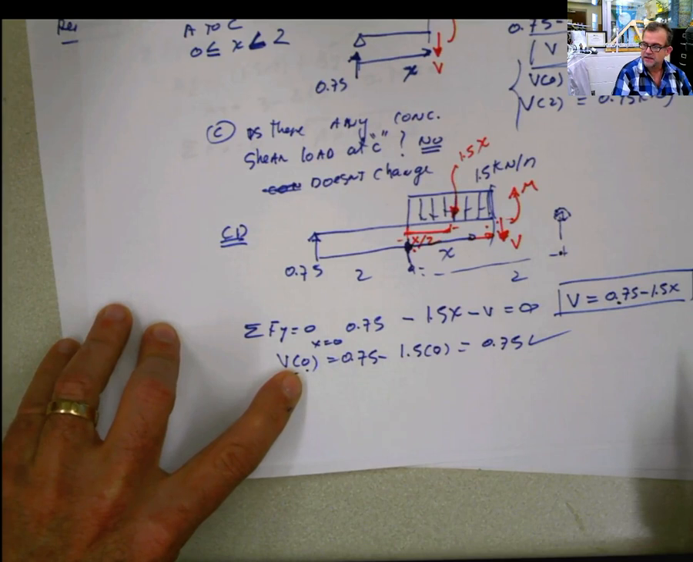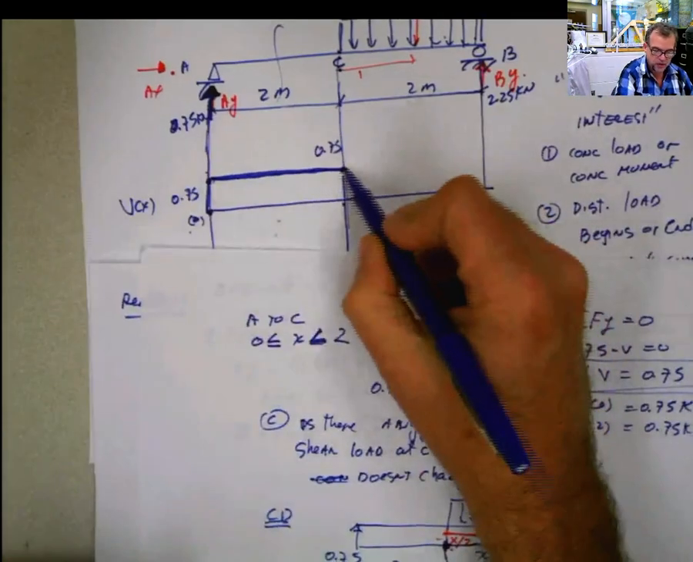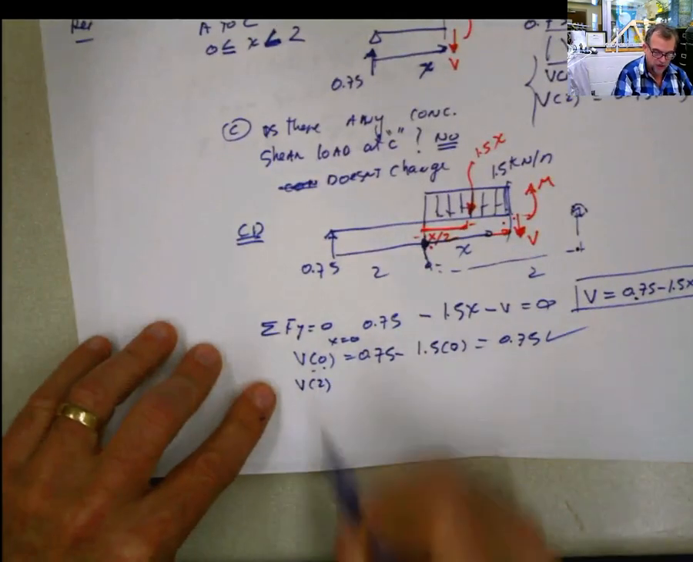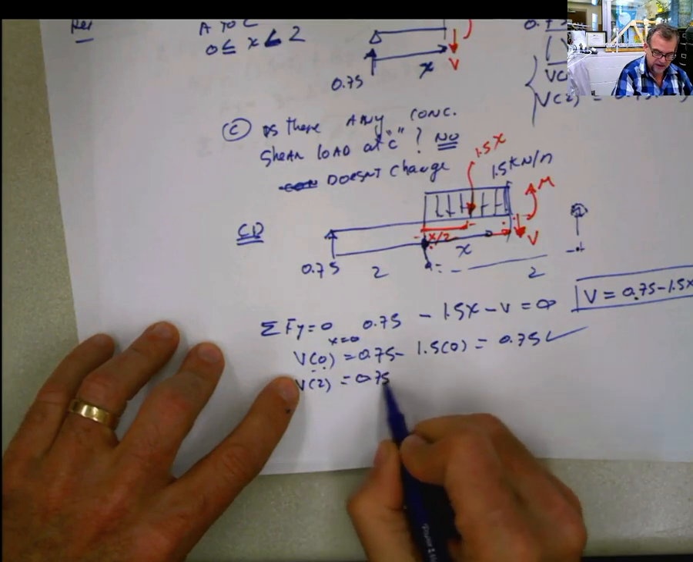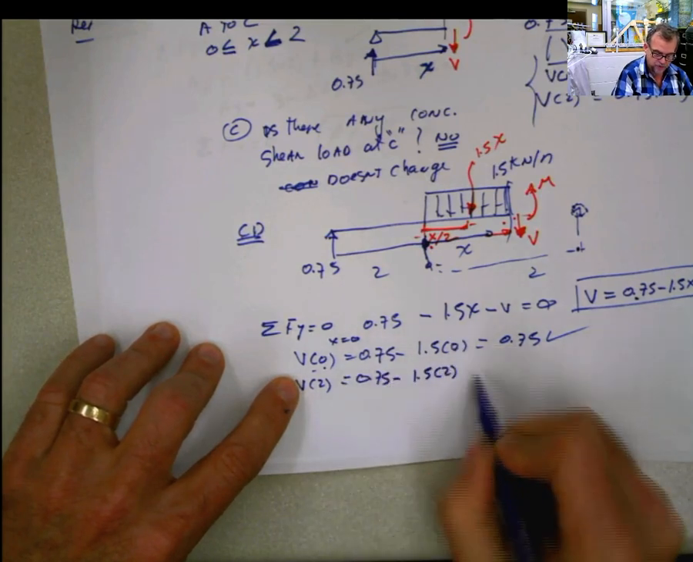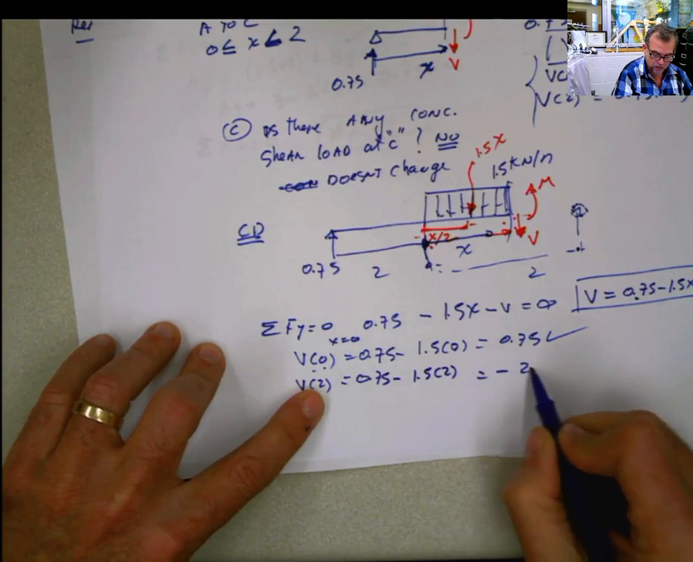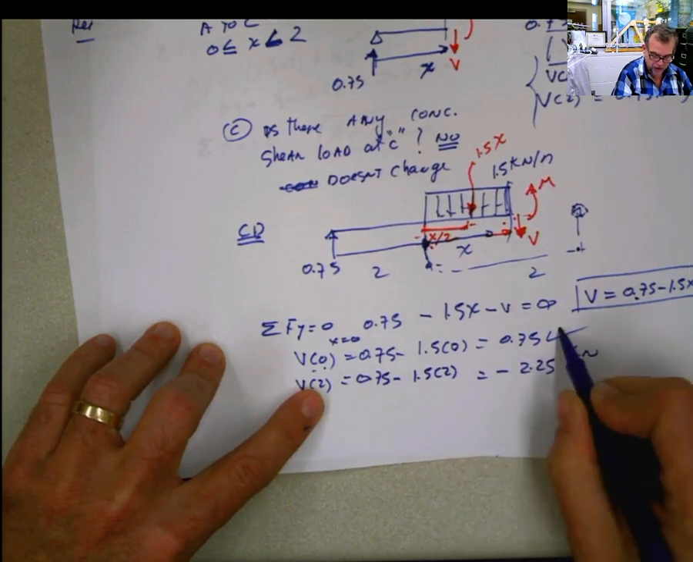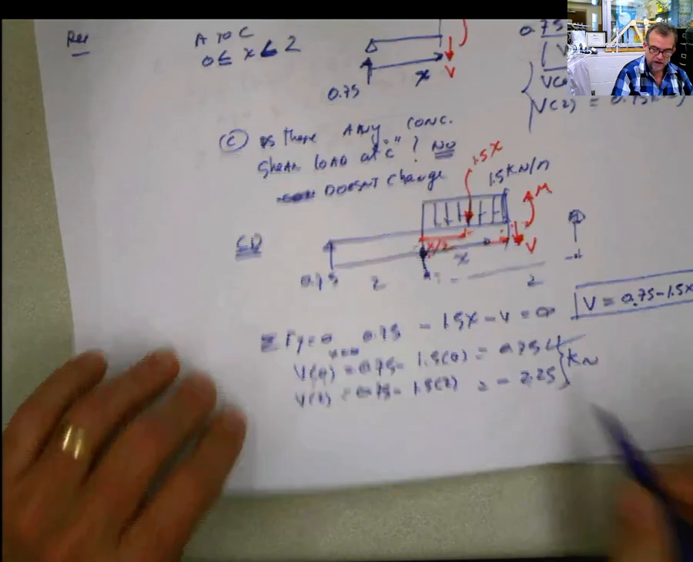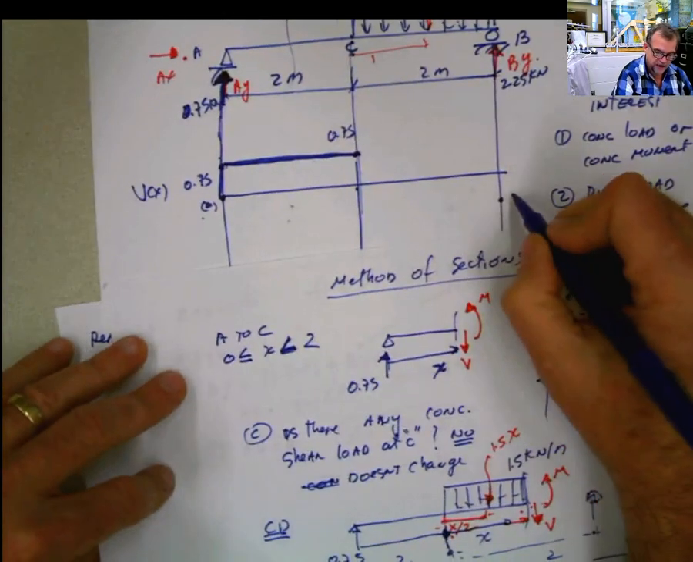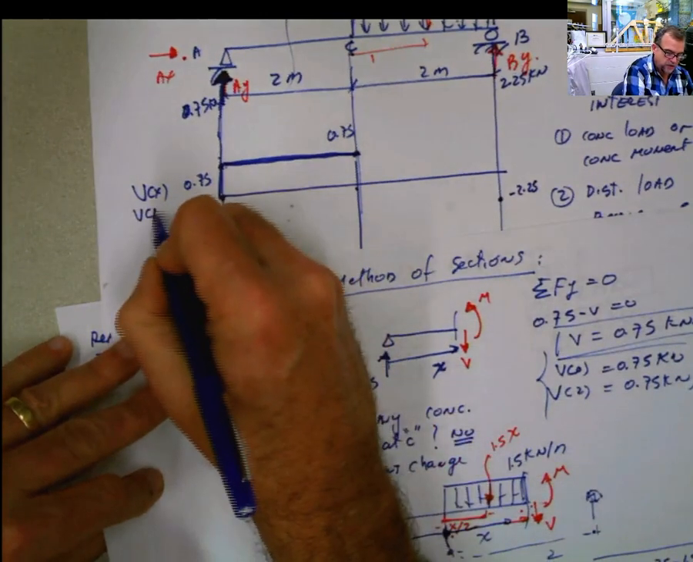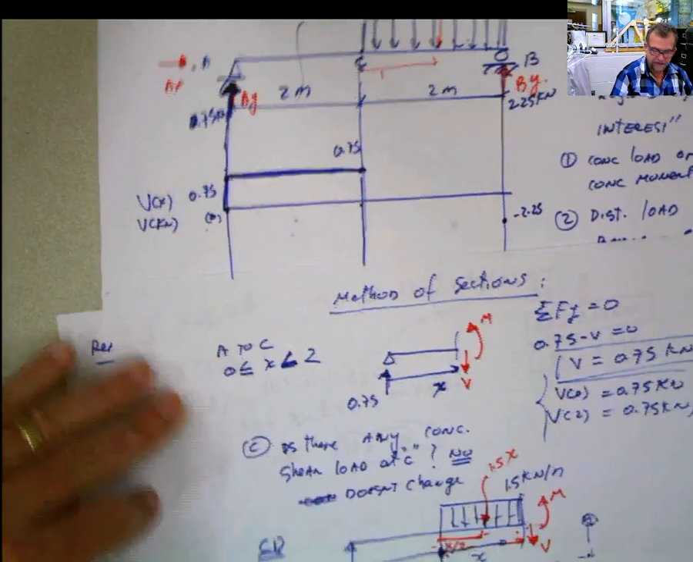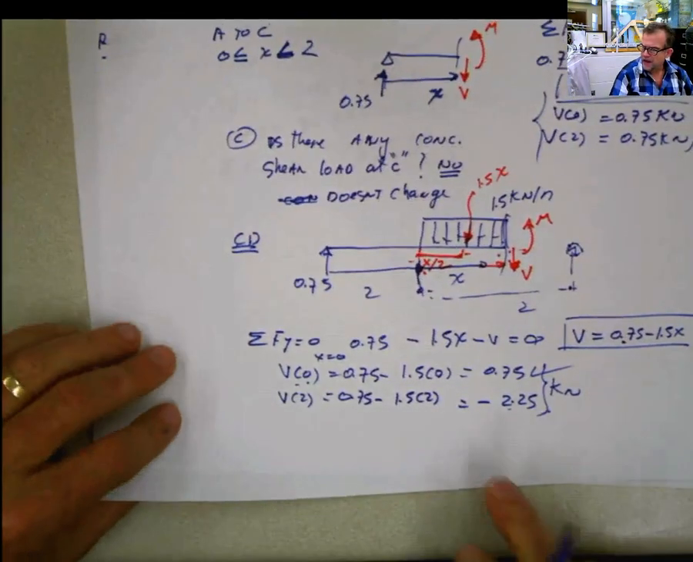That makes sense? Because we said that this point shouldn't change. There's nothing concentrated there. And V of 2, at the end of the span, is 0.75 minus 1.5 times 2. This is equal to negative 2.25 kilonewton, meaning this value is negative 2.25 kilonewton here. One of the things that I do is put my units here so I don't have to repeat that every time.